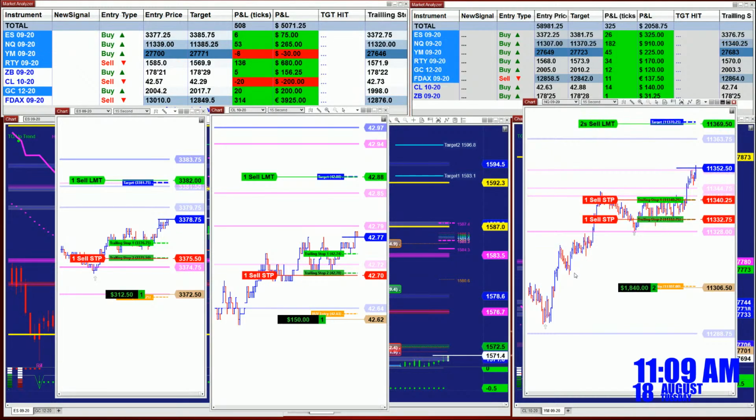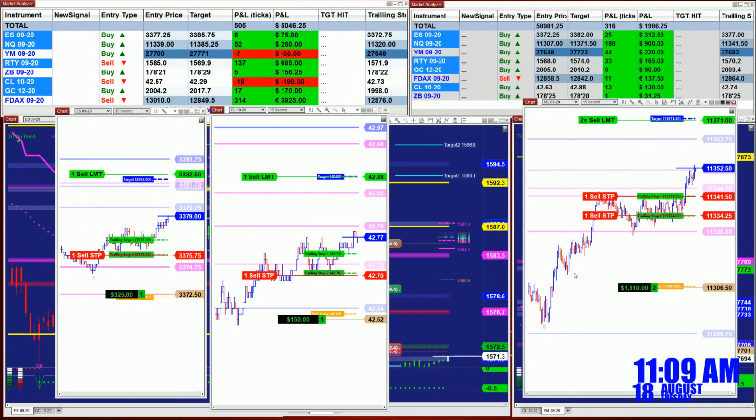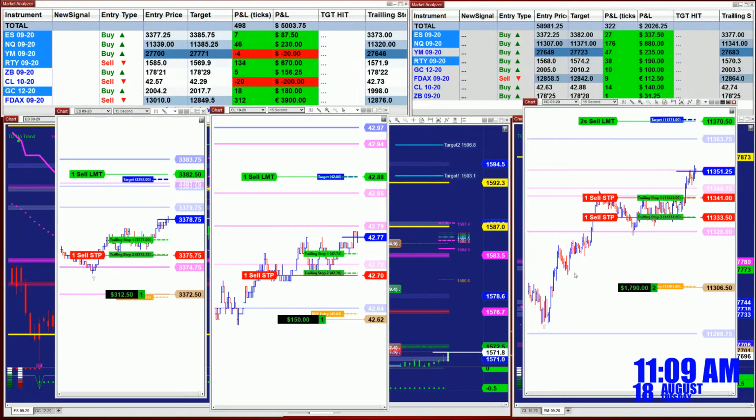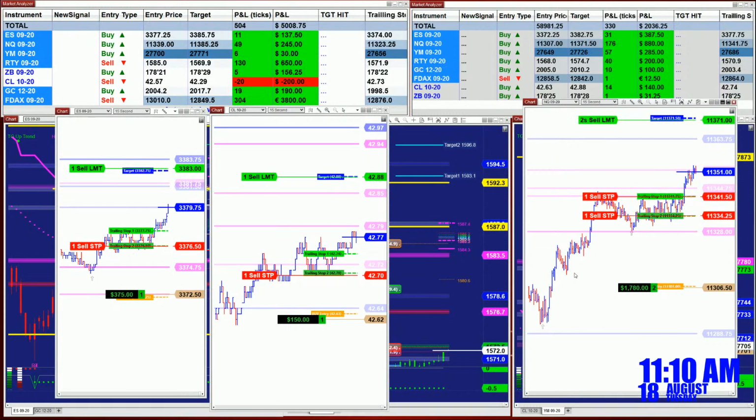And now we have broken this one here, and it's trying to break that area here. If we break that area, the next level we are testing is 363.75. If we are not able to break that level, we're going to close that trade around a $1,600 or $1,500 trade. We can keep our eye on the ES.